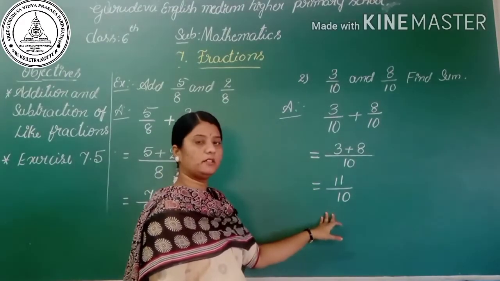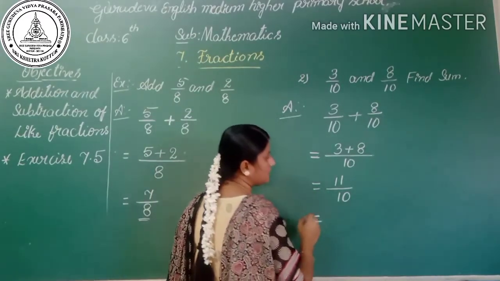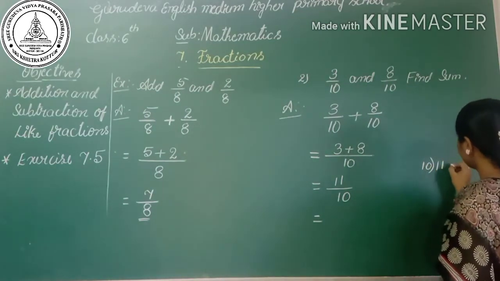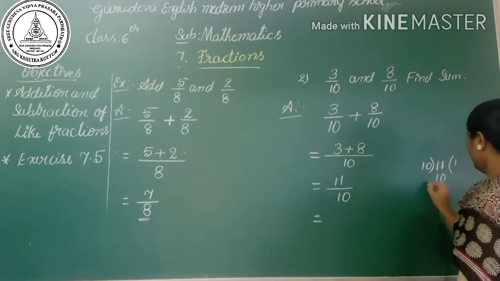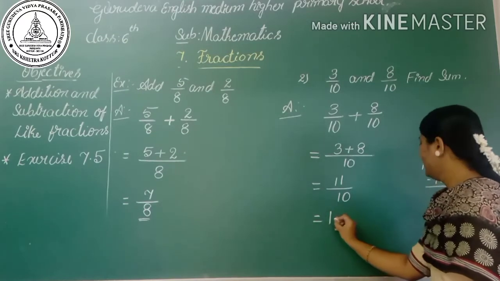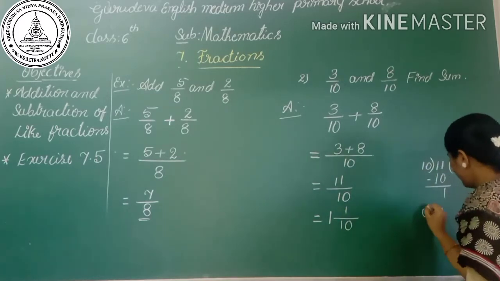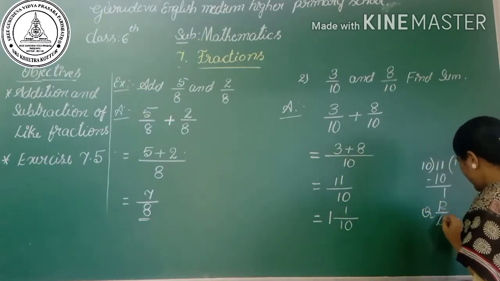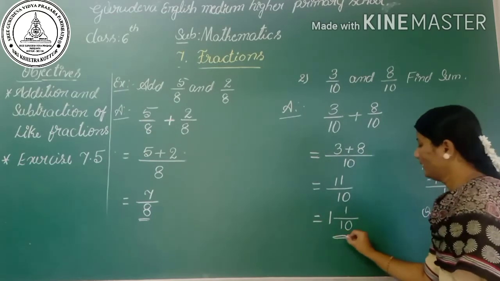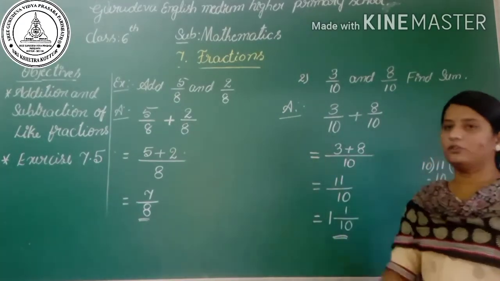So we can write this as a mixed fraction. Divide 11 by 10. 10 ones are 10, remainder is 1. Here the quotient is the whole number, and the remainder is over the divisor. Quotient whole, remainder by divisor, which is equal to 1 whole 1 by 10. Is it clear? Yes.